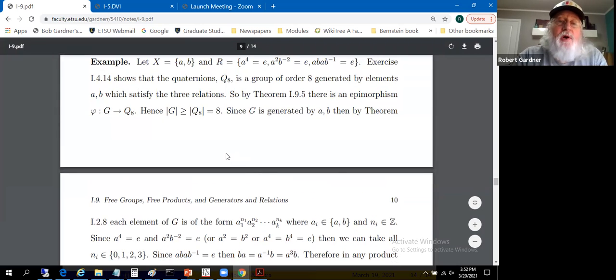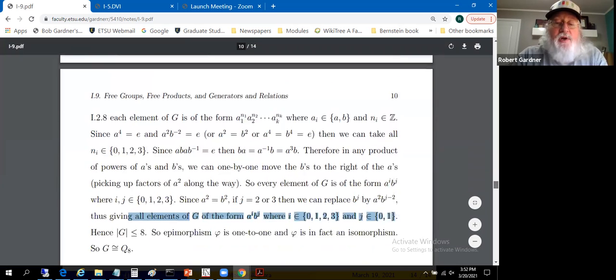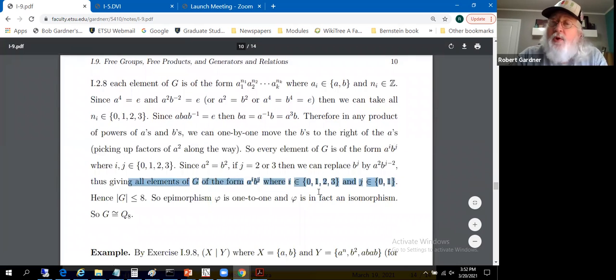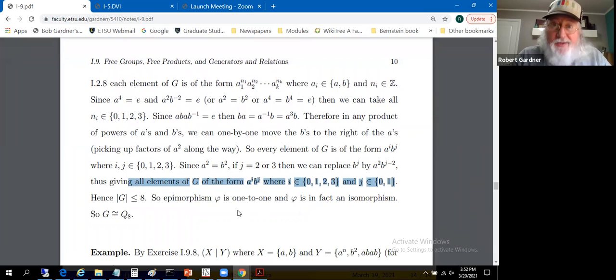We already knew the cardinality of G was greater than or equal to 8. We've just argued, because we know the forms of the elements of this group, so we use the fact it's got 2 generators, and we use the relations to arrive at this conclusion. So it must be that G has precisely 8 elements.